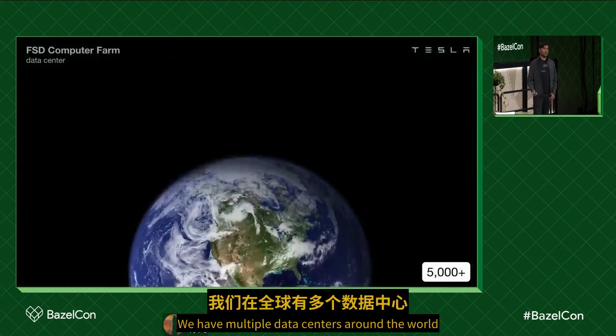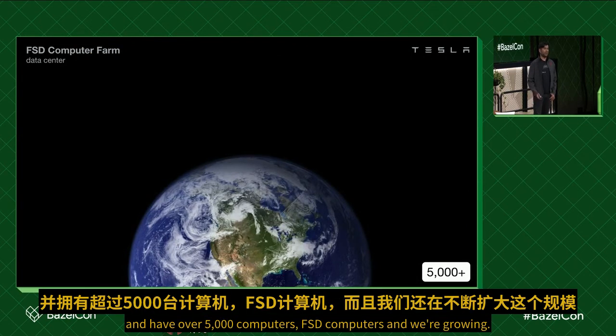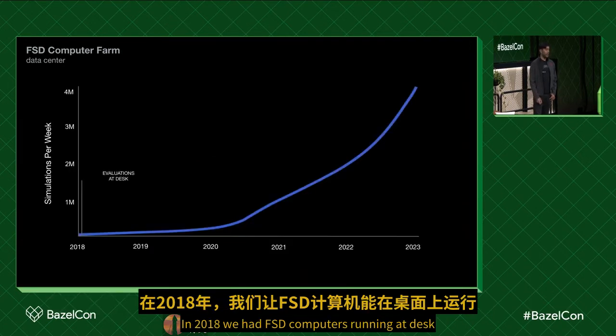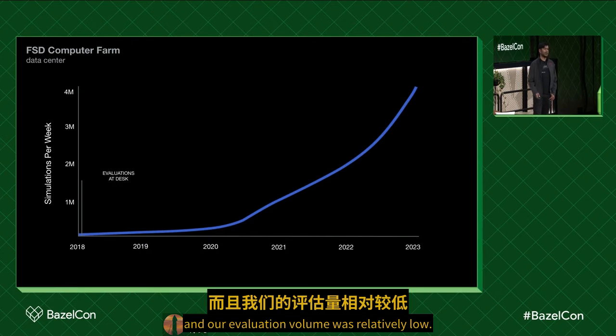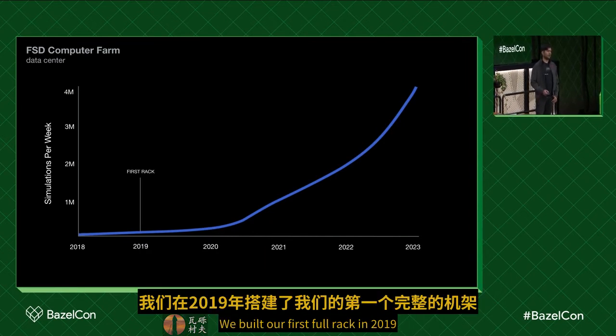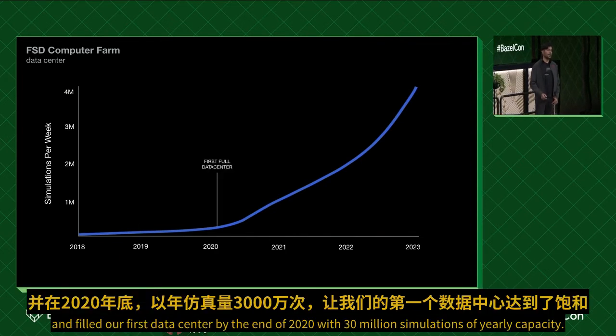We have multiple data centers around the world and have over 5,000 FSD computers, and we're growing. In 2018, we had FSD computers running at desks, and our evaluation volume was relatively low. We built our first full rack in 2019 and filled our first data center by the end of 2020 with 30 million simulations of yearly capacity.